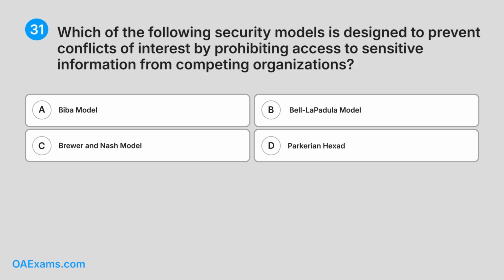31. Which of the following security models is designed to prevent conflicts of interest by prohibiting access to sensitive information from competing organizations? A. Biba model. B. Bell-LaPadula model. C. Brewer and Nash model. D. Clark-Wilson model. What do you think is the answer?